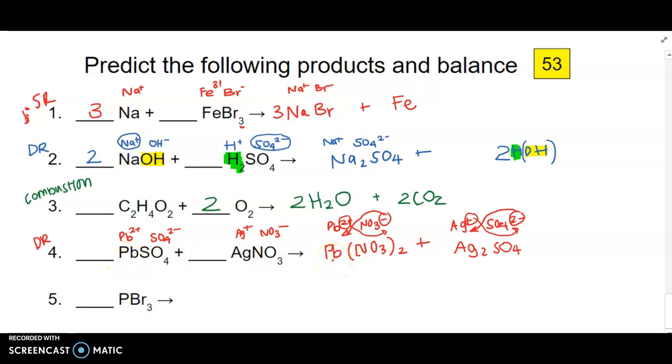On the right, there's 1. I'm going to balance my NO3 group and my SO4 as whole groups. So I'll highlight to show you what I mean by that. I'm going to balance SO4 with SO4. And I'm going to balance my NO3 with my NO3.